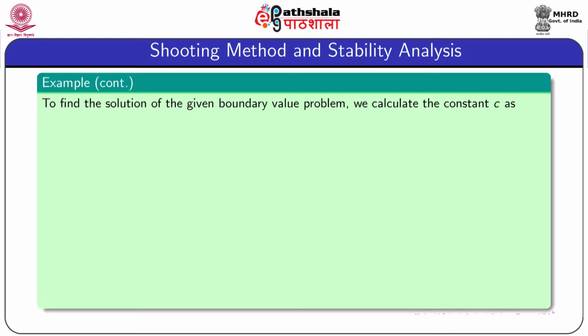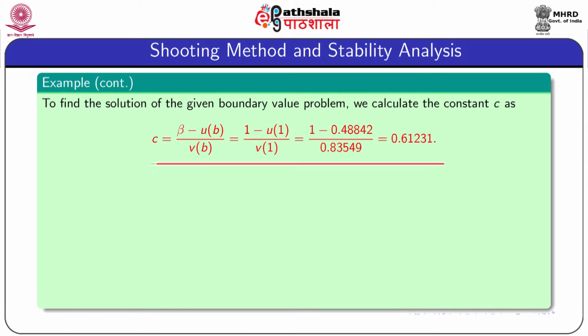To find the solution of the given boundary value problem, we can calculate the constant C, which is mentioned in the theory as C2. C is equal to (beta minus u(b)) divided by v(b), which is equal to (1 minus u(1), in this case b equal to 1) divided by v(1), equal to (1 minus 0.48842) divided by 0.83549. After simplification, the value of C becomes 0.61231.